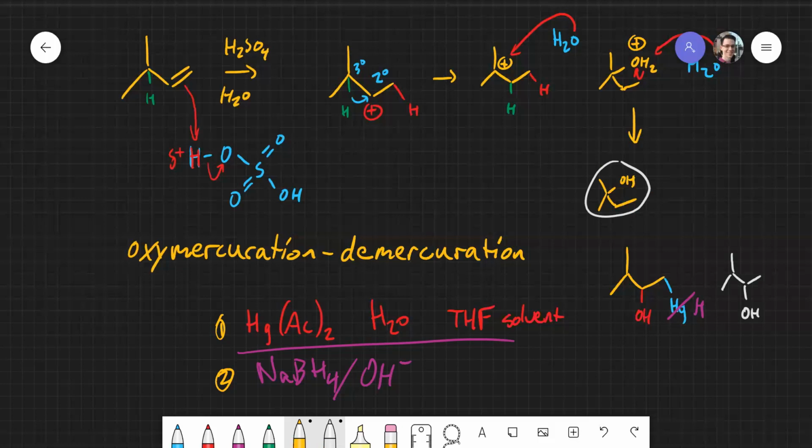I'm not going to get into the mechanism. It's very interesting. It's in the textbook if you wanted to have a look at it, but I would like for you to understand the mechanism for the more basic addition of water with an acid catalyst. But for this one, just note oxymercuration demercuration: no rearrangement. Otherwise, the products are very similar. They both follow Markovnikov's rule.